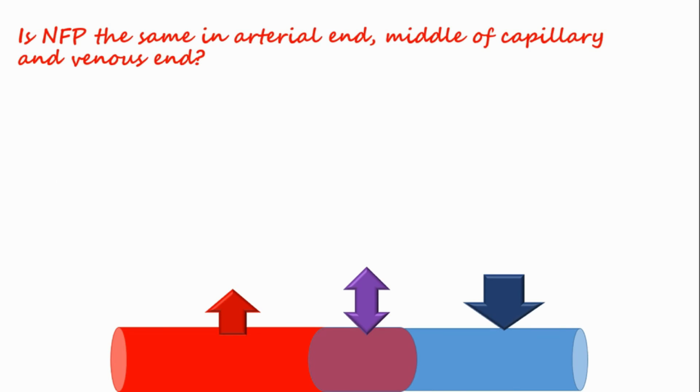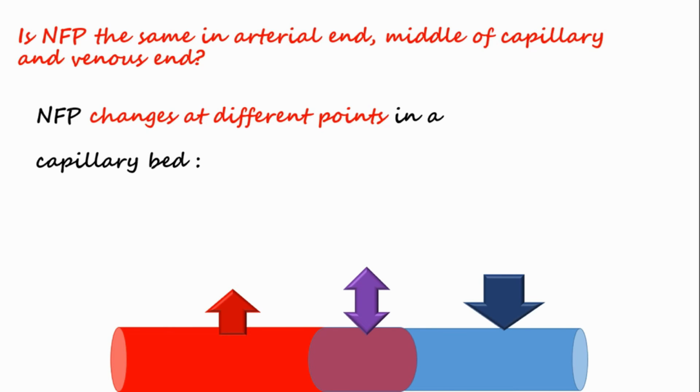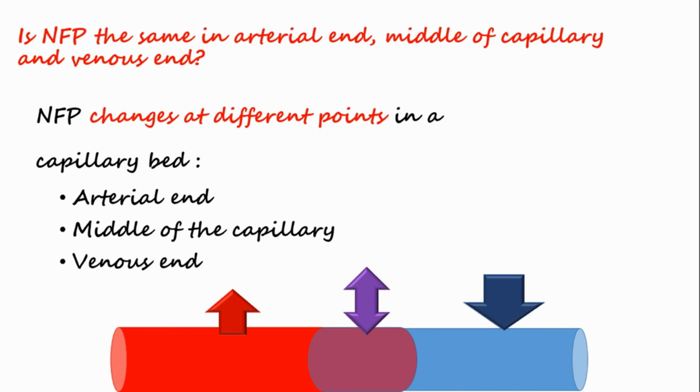Is NFP the same at the arterial end, middle of capillary and venous end? No, it changes at different points in a capillary bed. At the arterial end, there is filtration. At the middle of the capillary, there is no filtration. At the venous end, there is reabsorption.